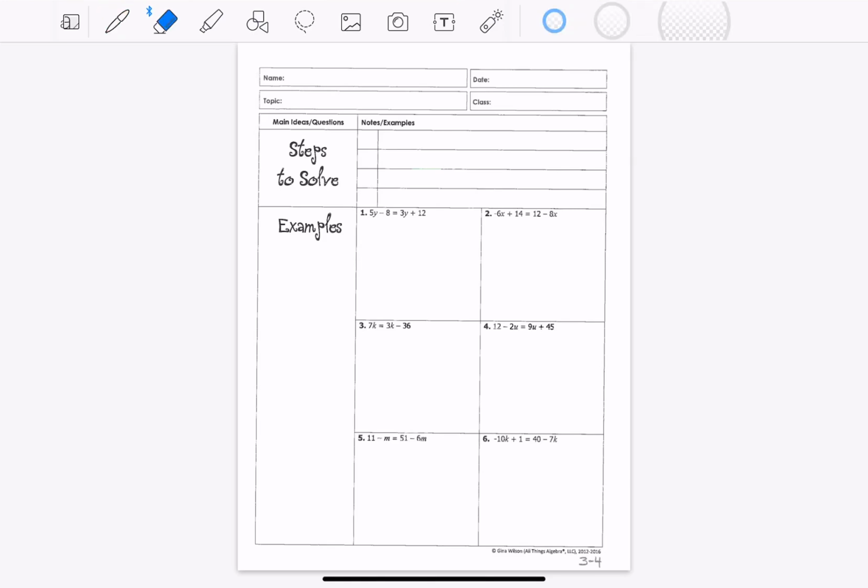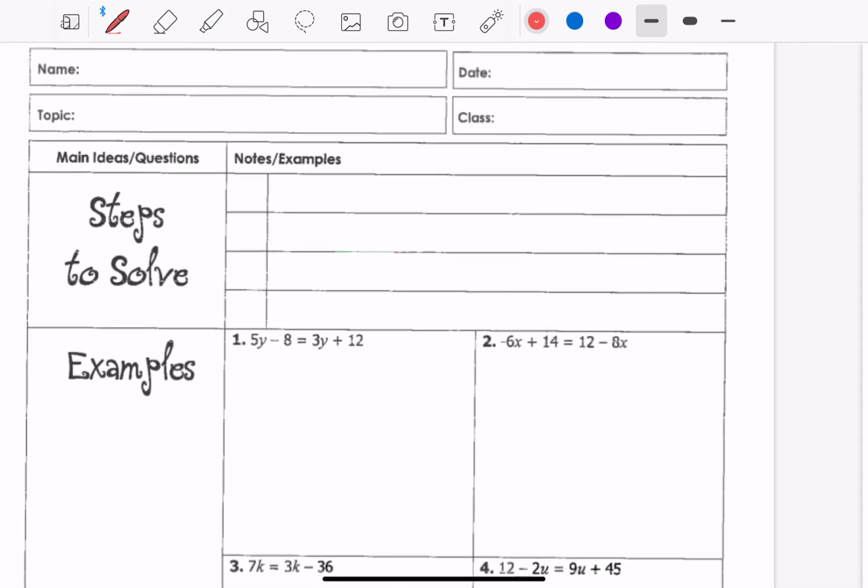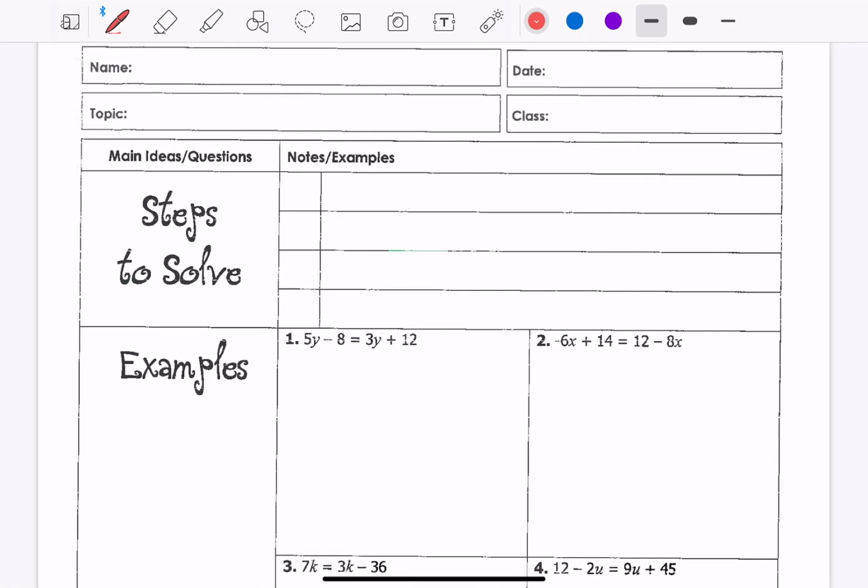Okay, for today's notes, we're on page 3-4 in our notebook, and we're going to keep working on solving multi-step equations. Today's notes talk about when we have variables on both sides. This is like the next level of problems. So variables on both sides, that's what these notes are going to help you be able to solve. So the first two steps are going to be similar to what we did before.